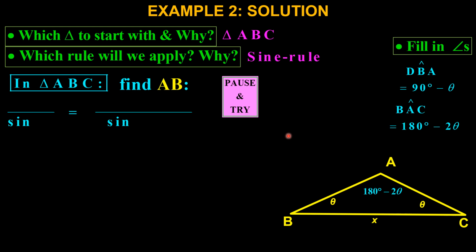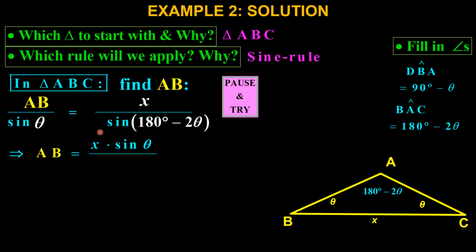Now let's look. We're going to use this version, because we want a side length. Which is the side length? AB is the unknown, and the angle opposite AB is theta. Then the other side is x, a given side, and the angle that goes with x is the 180 minus 2 theta we worked out. Because we want AB, instead of dividing by sine theta, we do the inverse and multiply by sine theta. So it's x times sine theta.